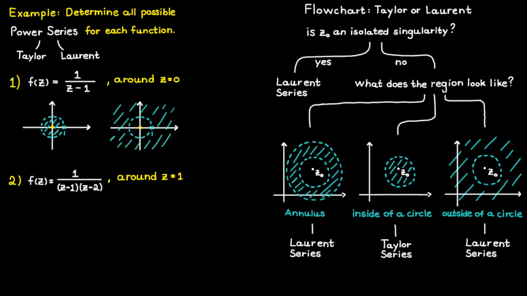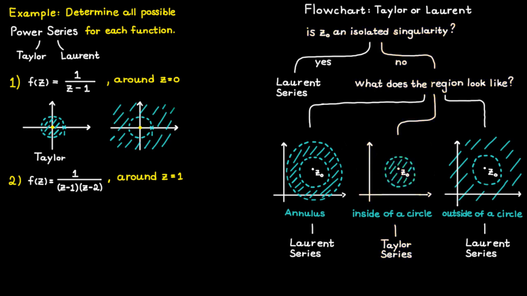So by using the flowchart now for a region inside of a circle, we can start by seeing that the point of expansion, c0, is not an isolated singularity for a function, and the region seems to look something like this. And therefore the power series we will end up with will be a Taylor series. That wasn't so complicated, right?